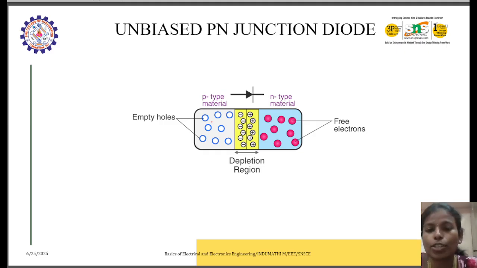The minority carriers on both ends are attracted towards the region, that is, the junction. So they get attracted and form a barrier. That one we'll call the depletion region. This is before biasing, that is, before giving an external supply.